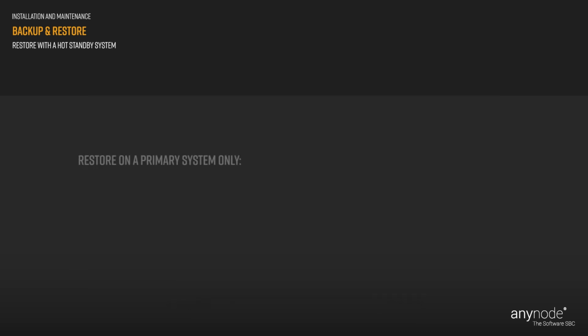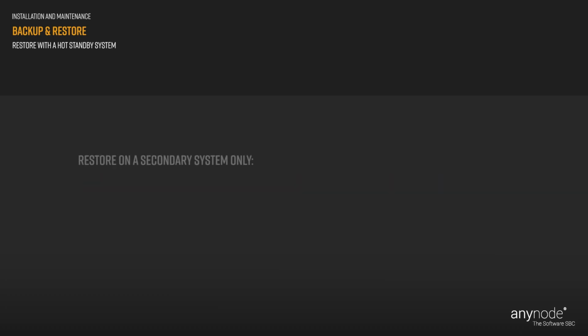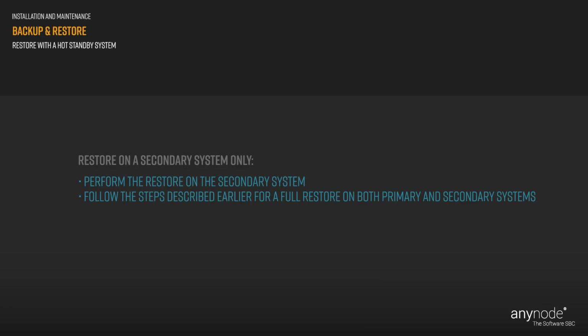Restore on a primary system only. During a restore operation that exclusively involves the primary system, you only need to execute the restore process. No further manual actions are required in this case. Restore on a secondary system only. Perform the restore on the secondary system. Subsequently, follow the steps described earlier for a full restore on both primary and secondary systems.